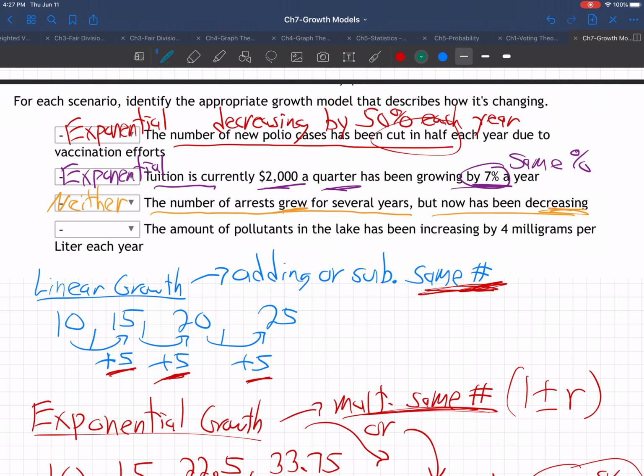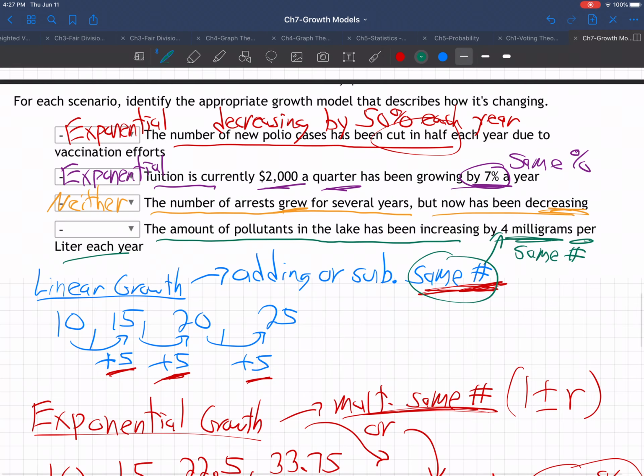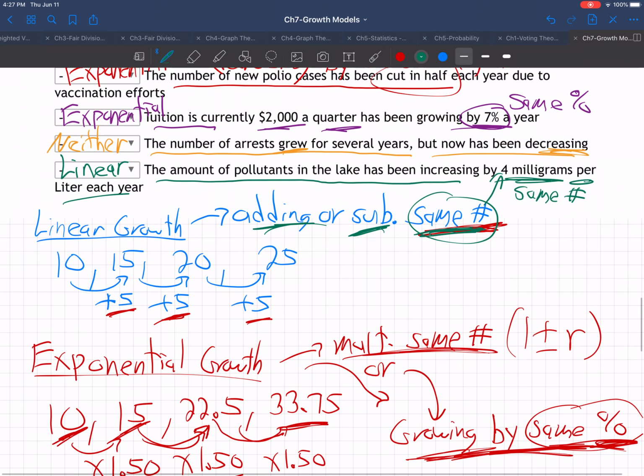Okay, so now this last one, the amount of pollutants in the lake has been increasing by 4 milligrams per liter each year. That's the same number, isn't it? It's the same number every year. So that's linear growth. So there's the differences between linear growth or decay. If you go down, if you're subtracting the same number every time, that'd be decay. So adding or subtracting the same number every time, that's linear growth.